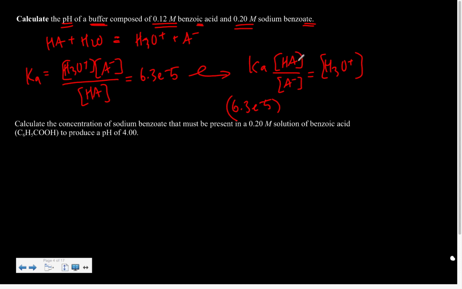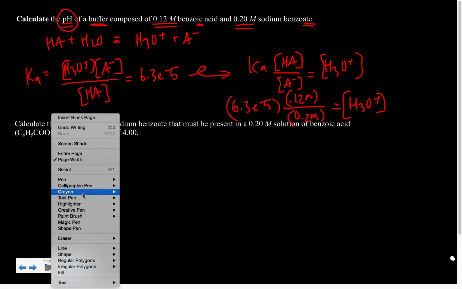So when I solve for this, I'm just going to take my 6.3 E negative 5 times my HA concentration. HA is the protonated acid form, so 0.12 over my base form, which is 0.2. And that's going to give me my H3O+ concentration. And then how do I take that to my pH? I'll just take the negative log of that once I get that answer. Does that make sense?